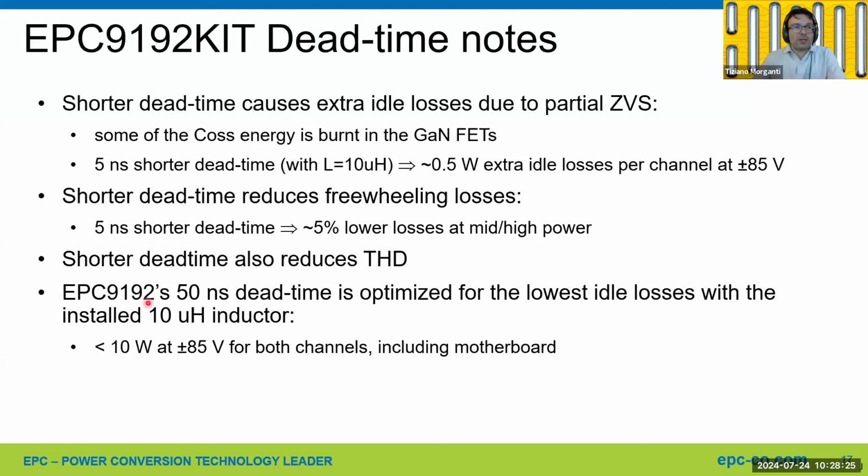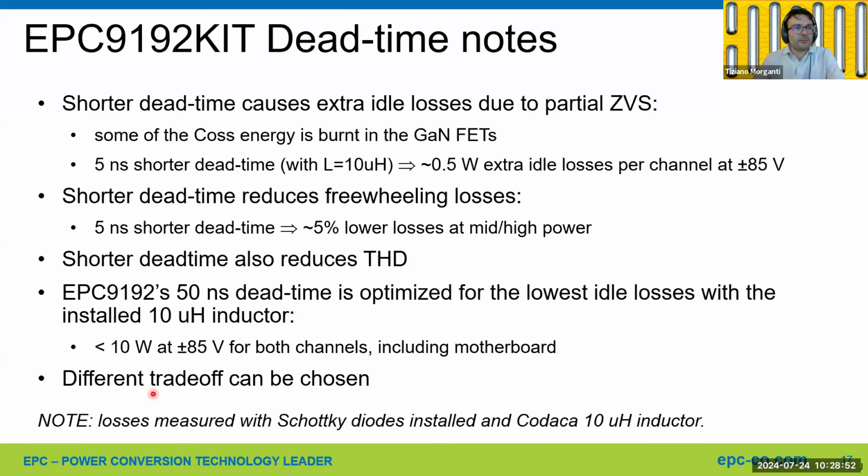We are using a 50 nanosecond dead time, and this is dictated by the optimization for the lowest idle losses possible. With this combination, we could get less than 10 watts of losses at plus minus 85 volt for both channels, including the motherboard losses. Of course, you can choose a different trade-off by modifying the dead time setting resistor. Yeah, losses are measured with Schottky diodes.